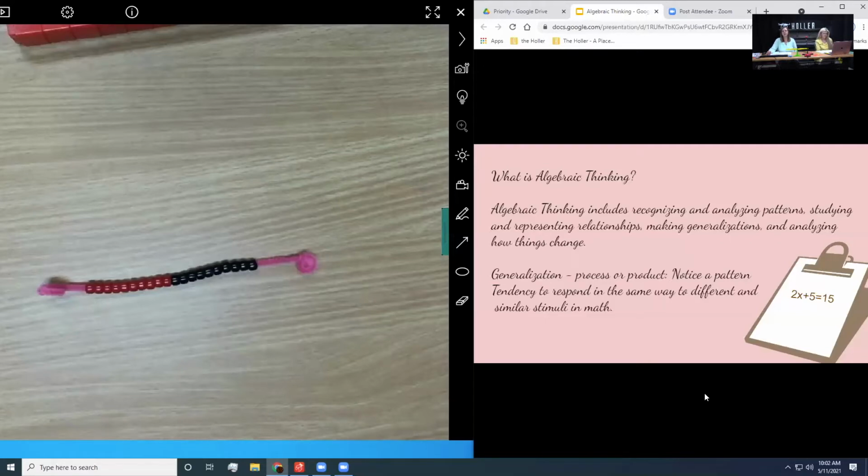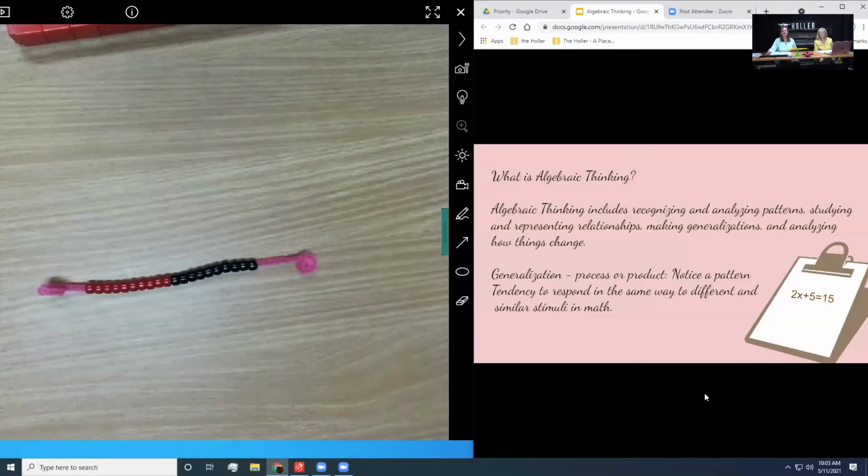Now, when we talk about generalization, that's a word that's kind of broad for most of us. Basically, it's the product or the process we go through. We don't want them to know the procedure first. We want them to be able to think about the problem in general, and try to work their way through the problem. We want them to understand that.